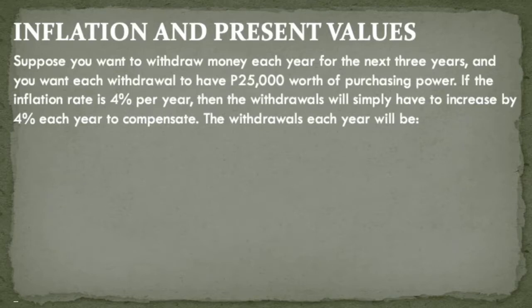Suppose you want to withdraw money each year for the next 3 years, and you want each withdrawal to have $25,000 worth of purchasing power. If the inflation rate is 4% per year, then the withdrawals will simply have to increase by 4% each year to compensate. The withdrawals each year will be the following.